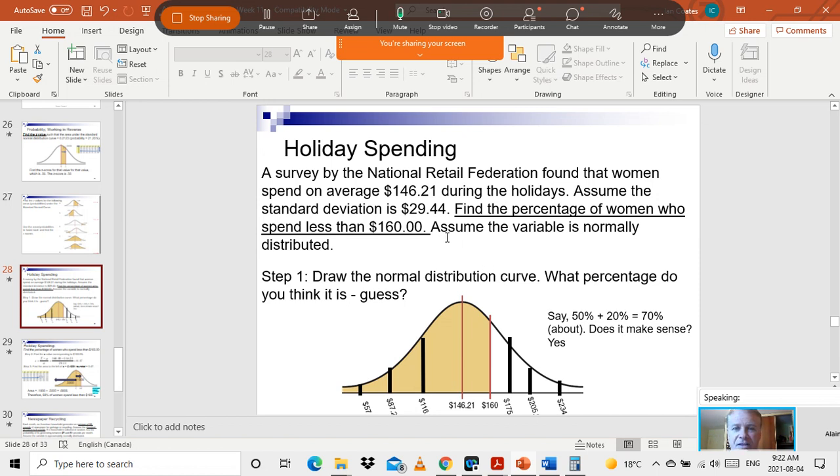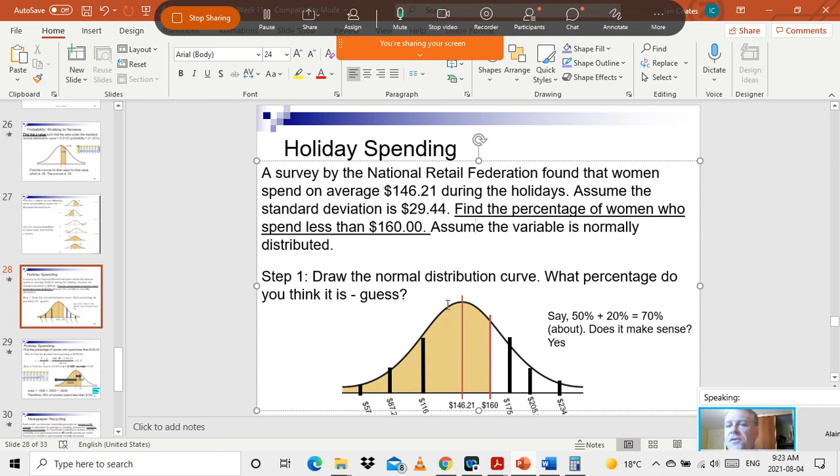Assume the standard deviation is $29.44. Find the percentage of women who spend less than $160. So, I've given you all the information here. There's your mean, the average spending, $146.21. The standard deviation is $29.44. And I want to know the percentage of women who spend less than $160. So, how do we start this?